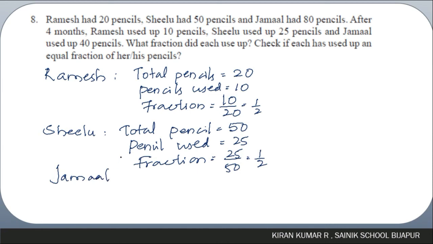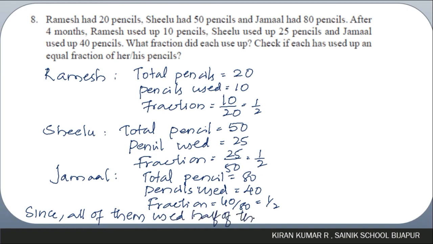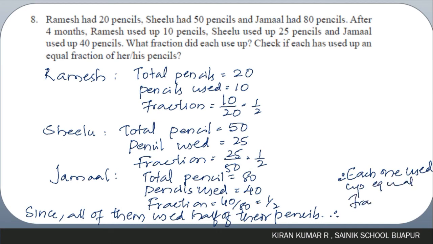Jamal, total number of pencils with him was 80 and he has used 40, so the fraction is 40 by 80, nothing but 1 by 2. Since all of them used half of their pencils, therefore each one used up equal fraction of pencils. I'll mention it here. Therefore each one used up equal fraction of pencils.